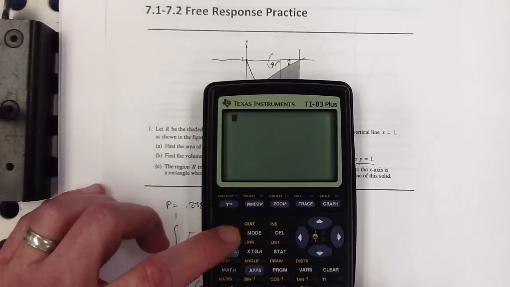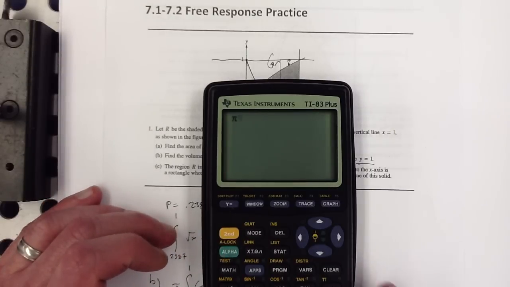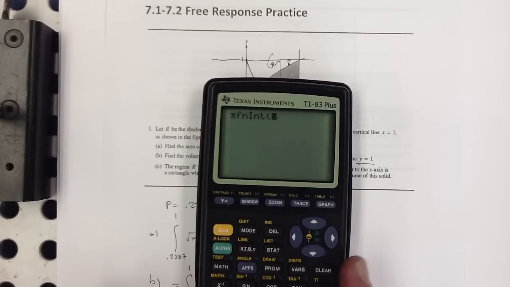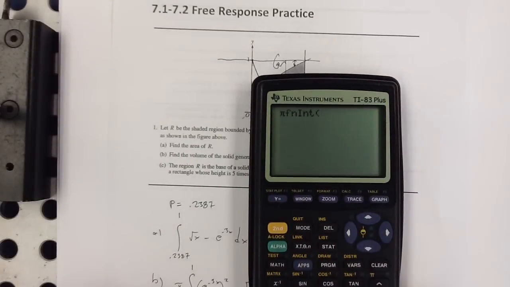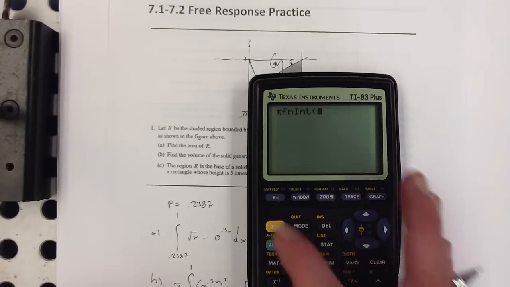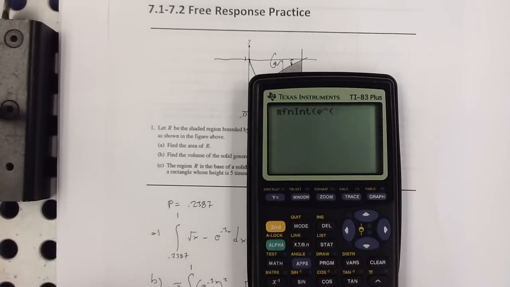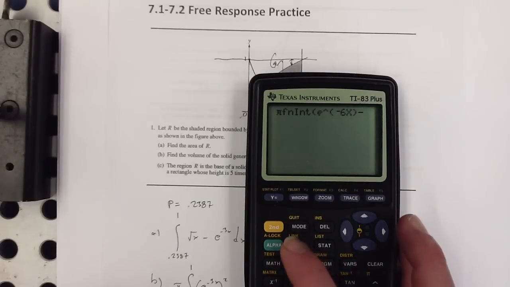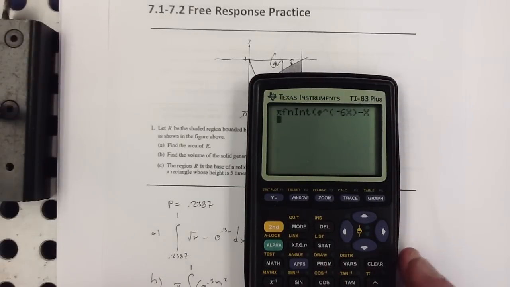Just in case I forget the pi, I'm going to go ahead and put the pi on. So that's pi times math 9 fnInt. That squared, you don't have to do this, but I'm just going to, for a less messy entry here, e to the negative 3x squared is e to the negative 6x minus the square root of x squared is just x, comma, x, comma, 0.2387, comma, 1.